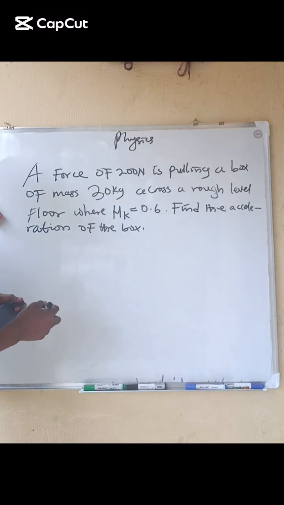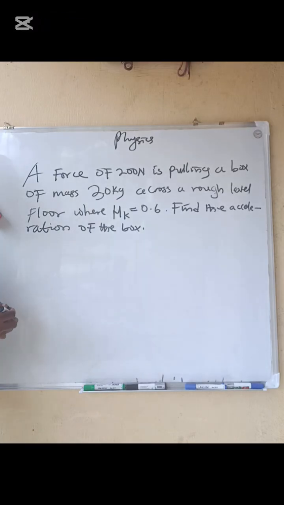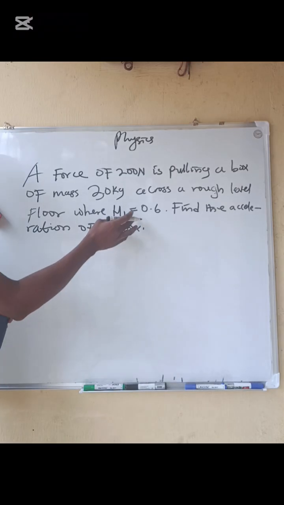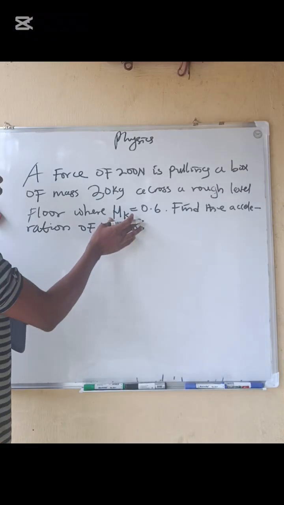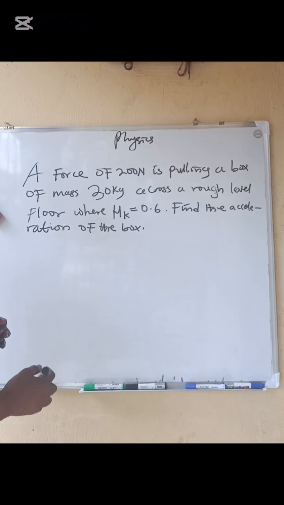Right, let's solve this simple physics question. A force of 200 Newton is pulling a box of mass 30 kg across a rough level floor where the coefficient of kinetic friction is 0.6. Find the acceleration of the box.